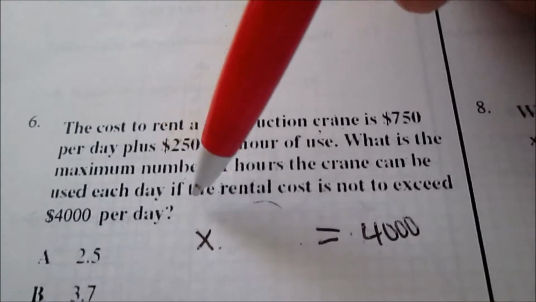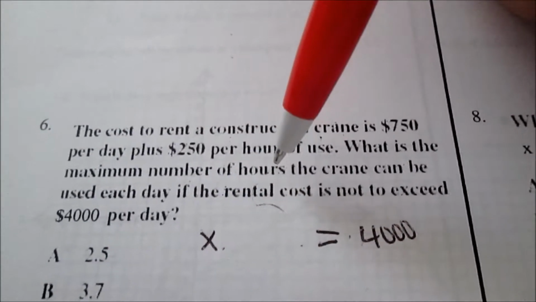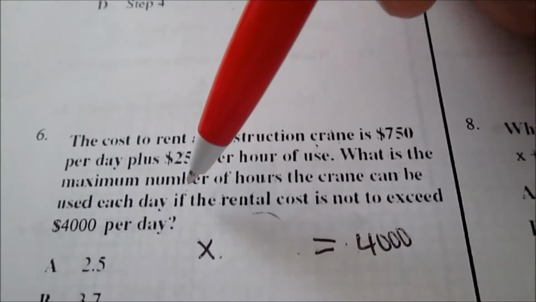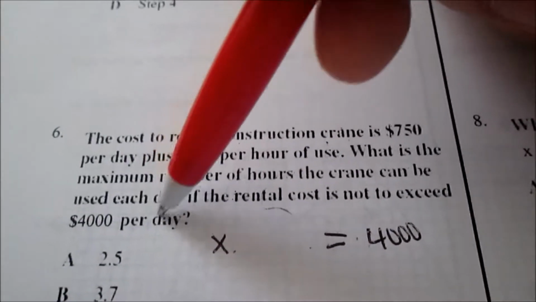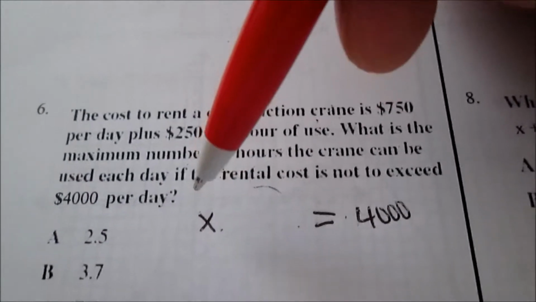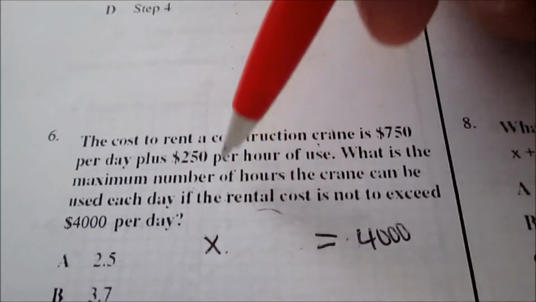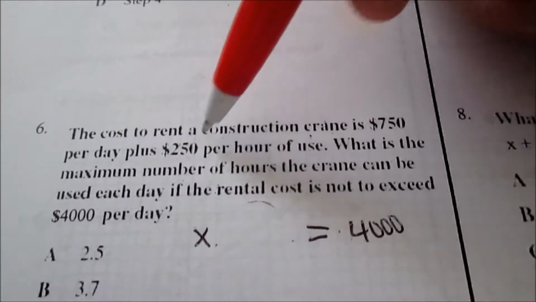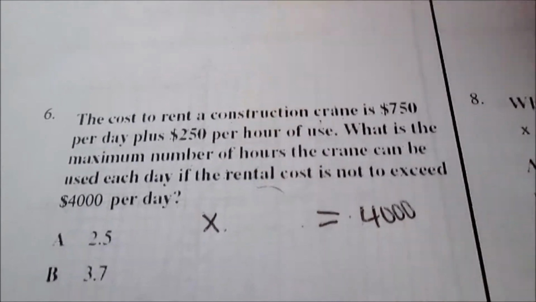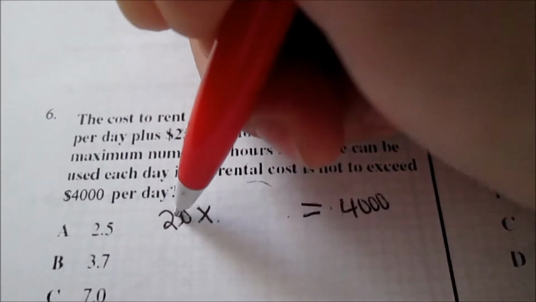The question is asking, what is the maximum number of hours that the crane can be used each day? So let's say each day is, they're just talking about one day. So the maximum number of hours, that's going to be my variable, hours. x is going to be hours. So the number out of 750 and 250 that goes with hours is 250. 250x.